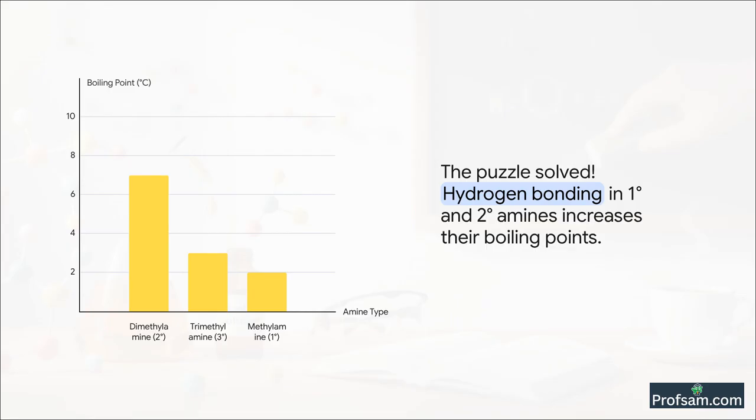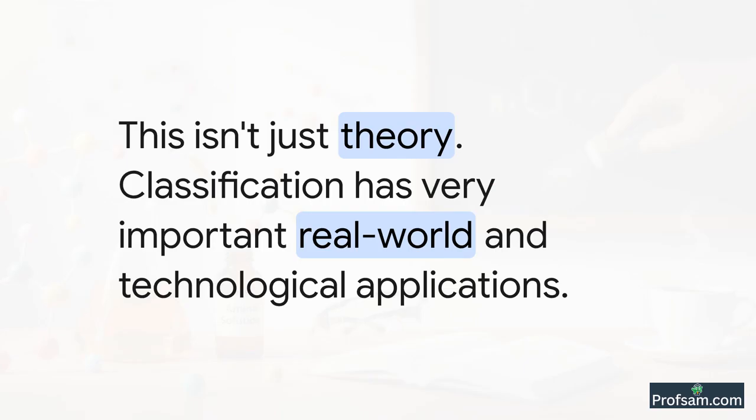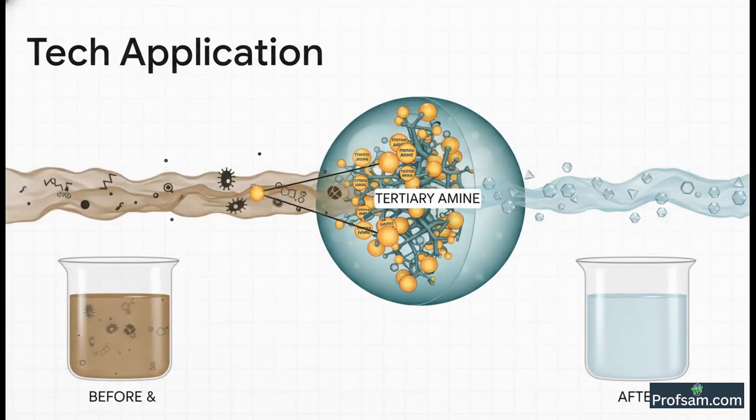The puzzle is solved. And please remember, this concept is not just some theory for your exams. It has very important real-world technological applications. For example, in water treatment technology, anion exchange resins are often made using tertiary amines. Now, why tertiary specifically? Well, because they don't have those NH bonds, they're less likely to form strong hydrogen bonds with the water molecules around them. This actually improves their ability to interact with and capture pollutants and other anions, which helps make the water cleaner. You see? The classification directly impacts the function.